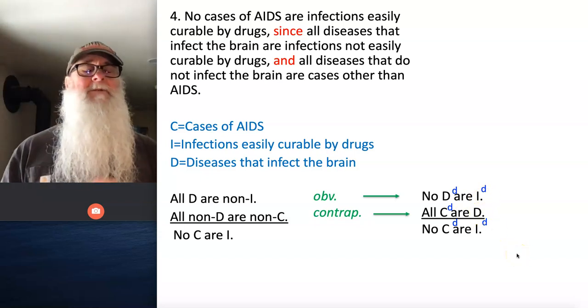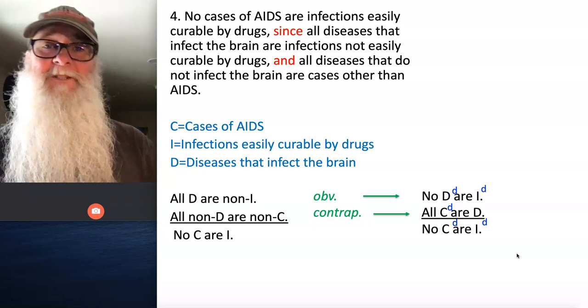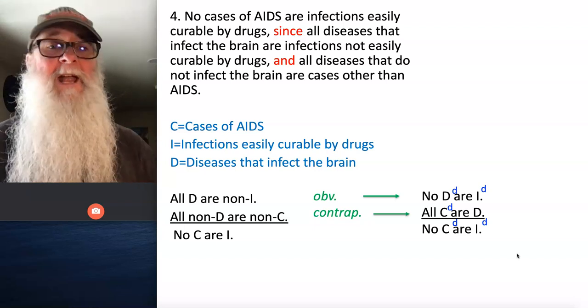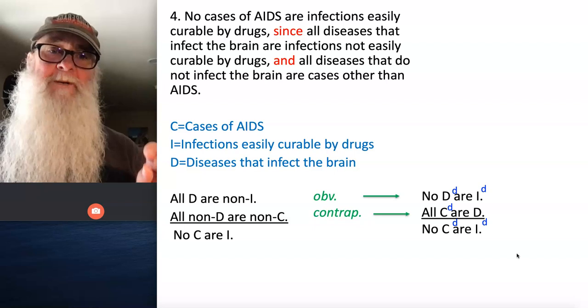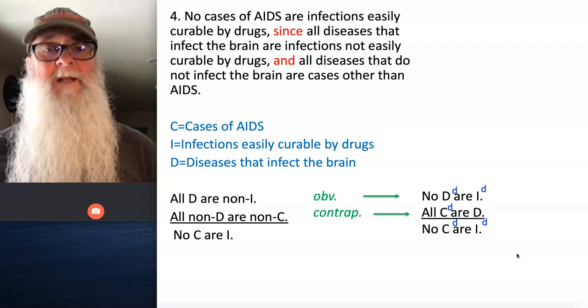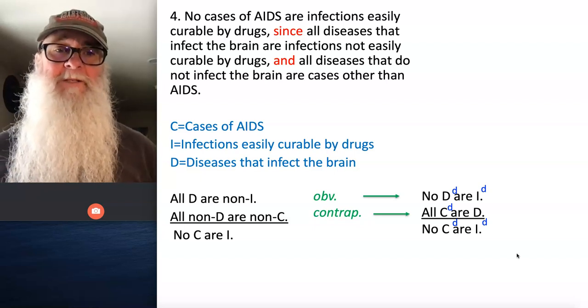Rule number 3 says you can't have 2 negative premises, and we don't. And rule number 4 says if you have a negative premise, you have to have a negative conclusion, and we do. And rule number 5 doesn't apply because we don't have a particular conclusion.